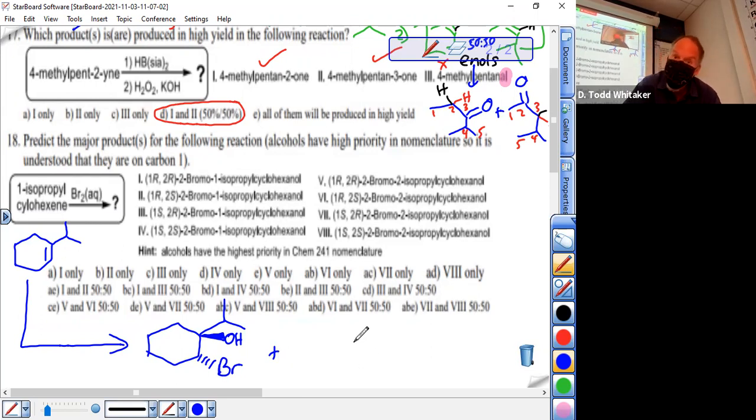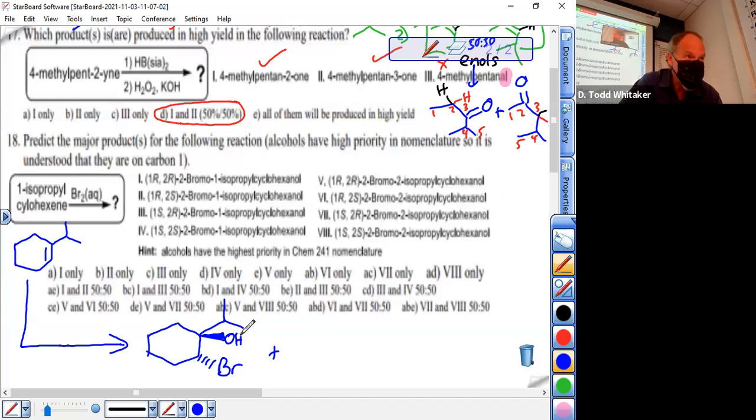Regioselectivity: the OH, with the O being more electronegative than the Br, is on the more substituted carbon. That's called Markovnikov. It obeys that. Also, because this reaction has a triangle intermediate and involves a backside attack, it gives anti-stereoselectivity. One of the bonds is a wedge, the other is a dash.